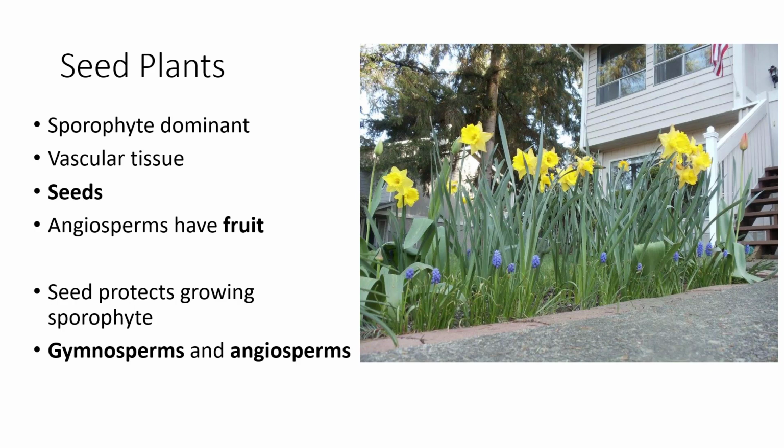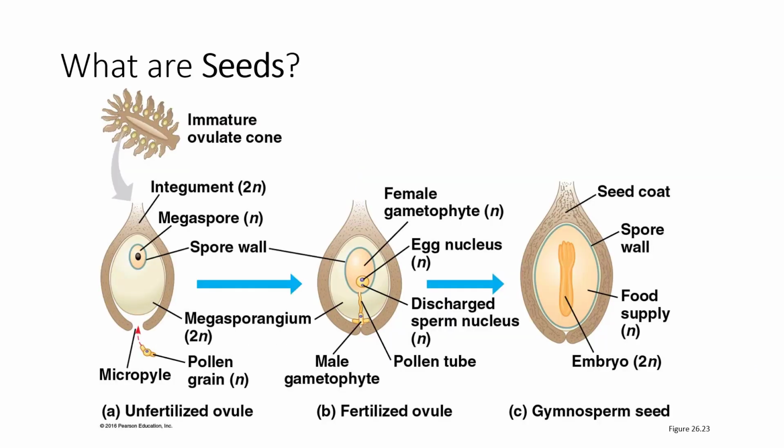We are talking about seed plants. What do we know about seed plants? Well, the sporophyte is dominant. The gametophyte is very, very reduced in this. We'll see how reduced in a few. Seed plants have vasculature. They have seeds, and specifically among the angiosperms, they have fruit. The seed protects the growing sporophyte, and we're going to look at the two major classes of seed plants, the gymnosperms and the angiosperms.